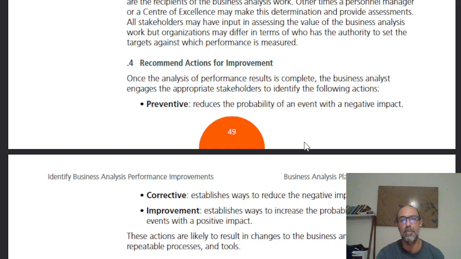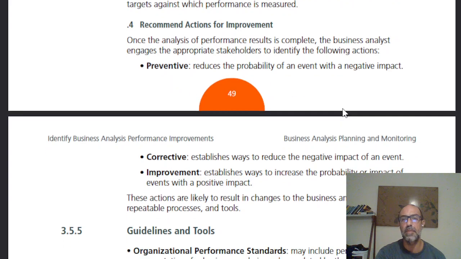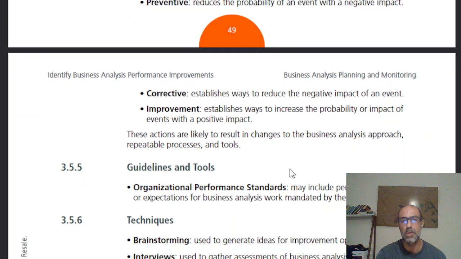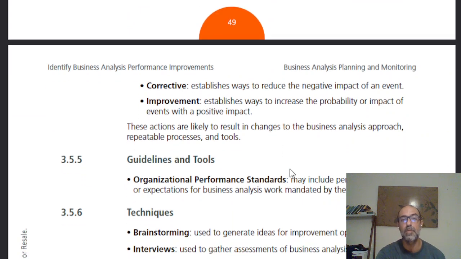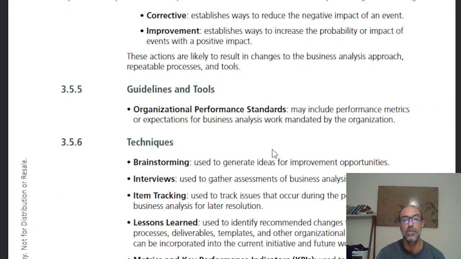Once the analysis of performance results is complete, the business analyst engages the appropriate stakeholders to identify the following actions. Preventive. Once we actually get a result, we have to check for preventive measures, corrective measures, and improvements. Preventive reduces the probability of an event with a negative impact. Corrective establishes ways to reduce the negative impact of an event. Improvement establishes ways to increase the probability or impact of events with a positive impact. Amazing. These actions are likely the result of changes of the business analysis approach, repeatable processes, and tools.